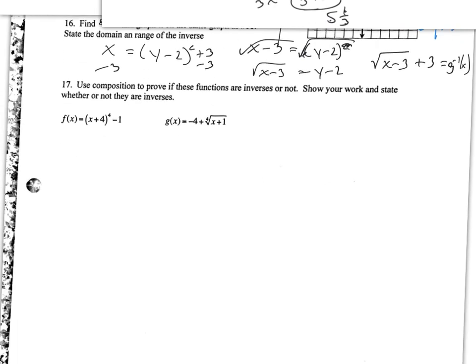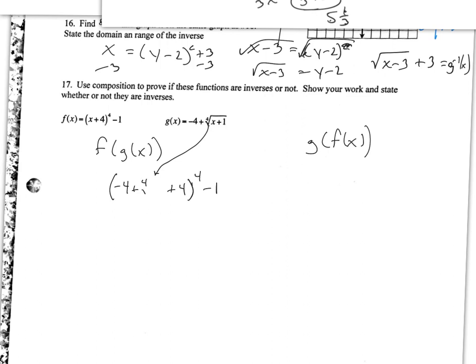So you're just asked to prove if these are inverses, which means put one inside the other and see if you get the letter x. So it doesn't matter which one you do first, you have to do both, f of g of x and g of f of x. Unless, of course, you get some other answer, then you can stop, because then the answer would be no. So if we start with f, f says we have something, a big something, plus 4 to the 4th power with a minus 1. So then g of x is all going right in here, which is a lot. Negative 4 plus the 4th root of x plus 1.